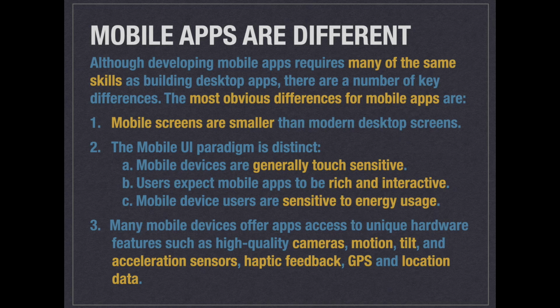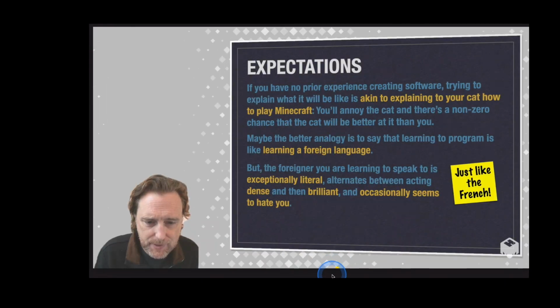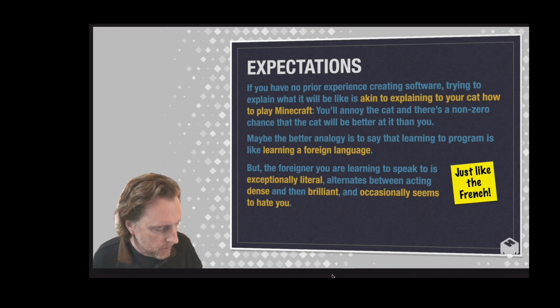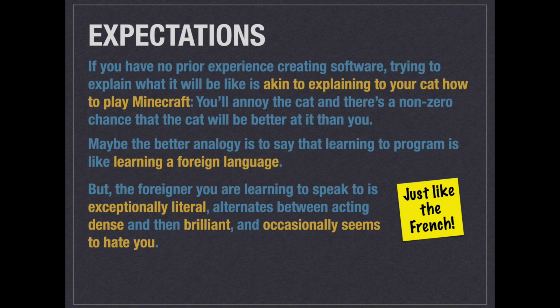The third and last of the mobile app differences are, well, we have access to all this extra hardware, right? We have access to the cameras. We can take pictures, motion, tilt, acceleration, haptics, GPS, location data, stuff that we don't have access to on most desktop apps. We now all of a sudden will be able to get access to. So that'll be cool.